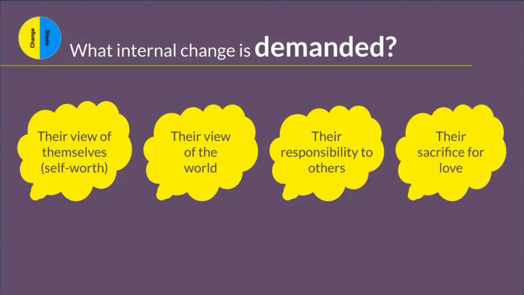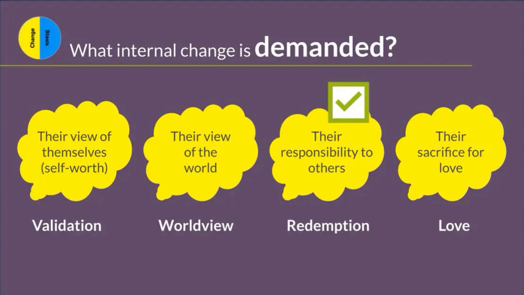Horton seems to have a pretty healthy self-worth. He's an elephant walking through the world. And he has a clear view of the world. He may be a little naive, but his view of the world doesn't particularly change. You could think he sacrifices for love, but it's not really love. He doesn't have a relationship with the Whos. He sacrifices because of his responsibility to others. He feels responsible for them. As he says, a person's a person, no matter how small. Given that, the internal dynamic of Horton Hears a Who is redemption.